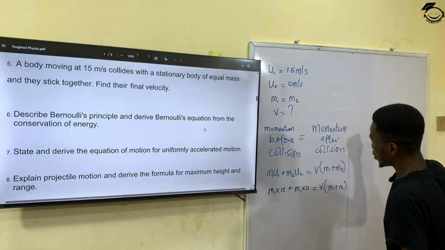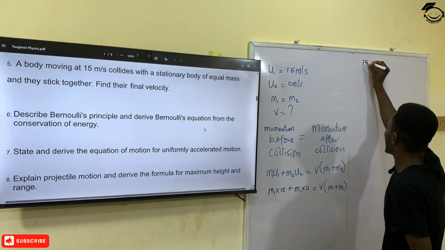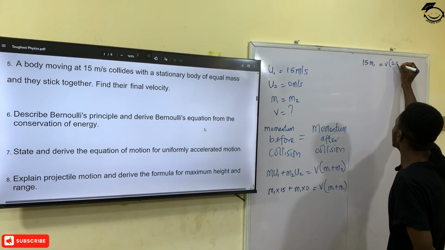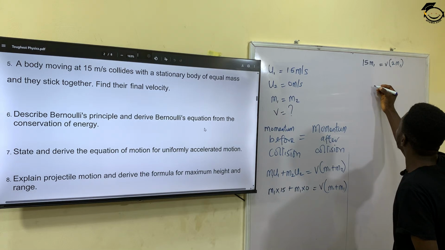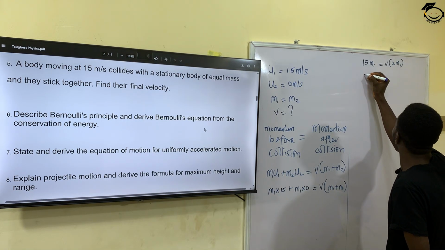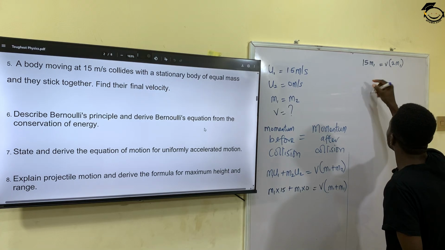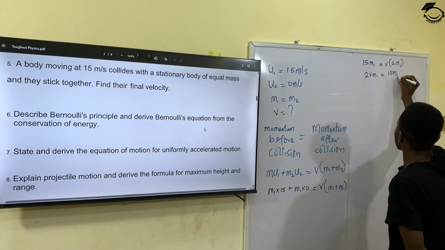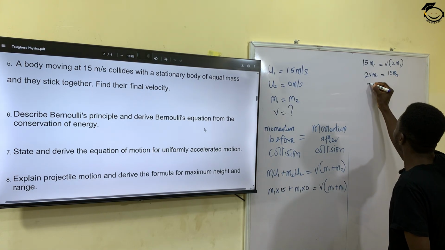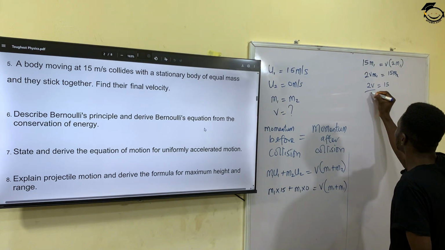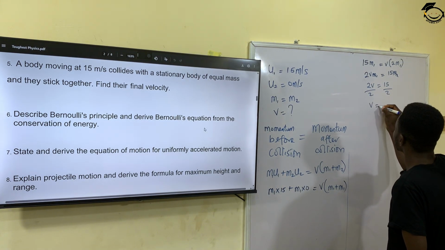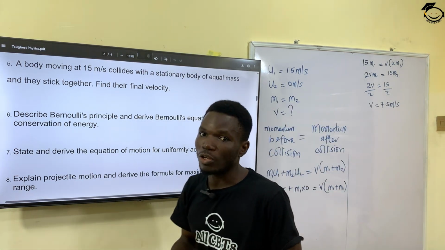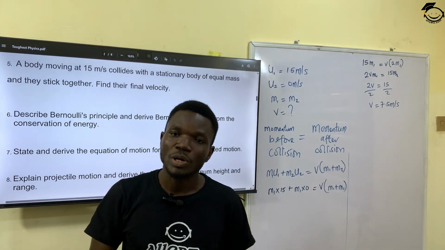Solving further, I have 15 m1 equals v times 2 m1, which is 2 v m1 equals 15 m1. So m1 cancels out m1, and I have 2v equals 15. Dividing both sides by 2, my v is equal to 7.5 meters per second. So the final velocity for question number 5 is 7.5 meters per second.